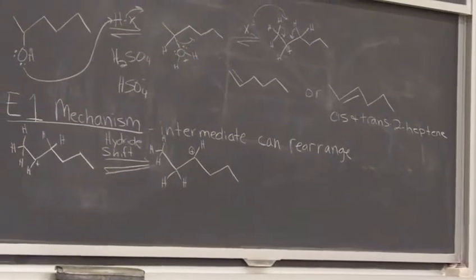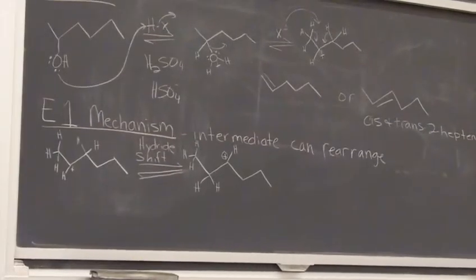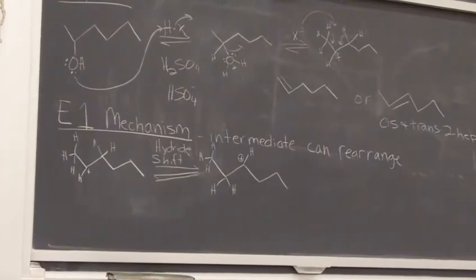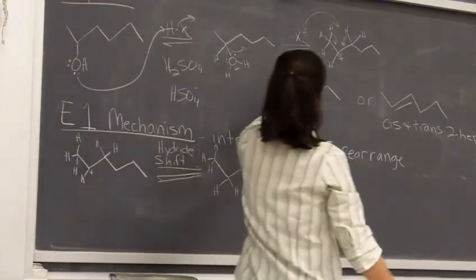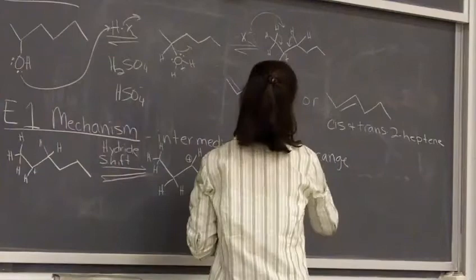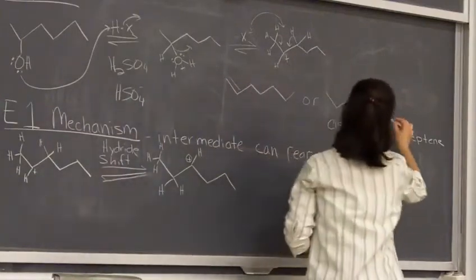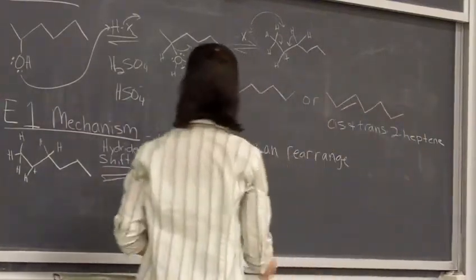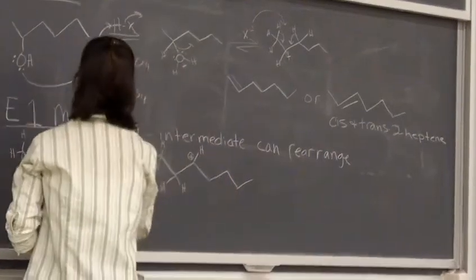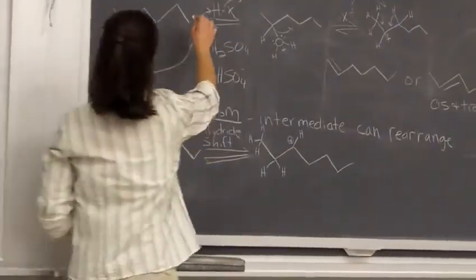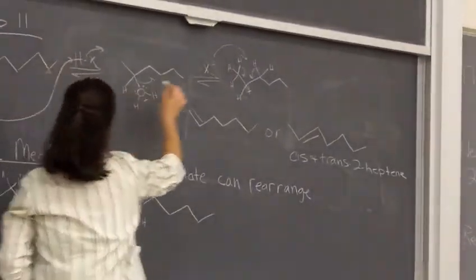Yeah. Is that heptene or hexene? Should be heptene. 1, 2, 3, 4, 5, 6. Whoops. Here. Okay, sorry. We'll add some more carbons to them. There we go. Sorry.